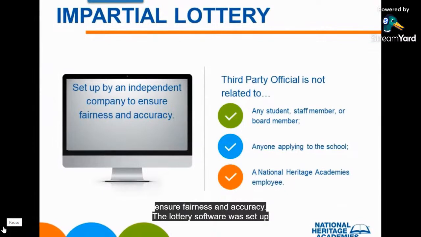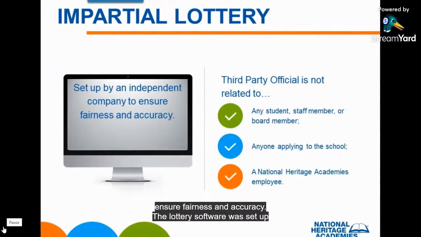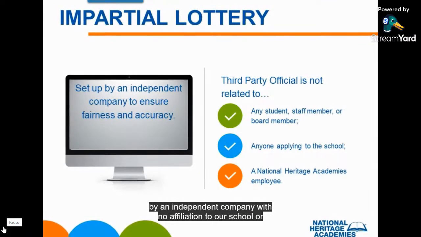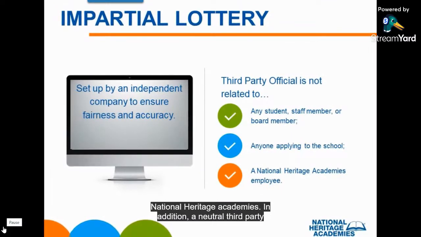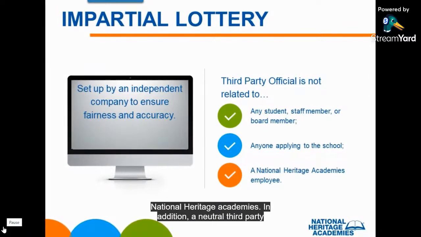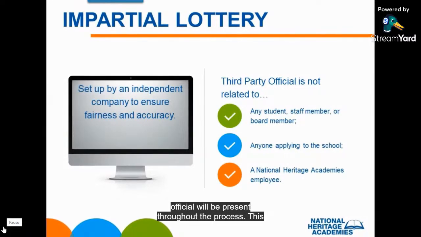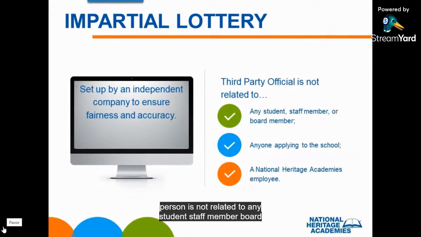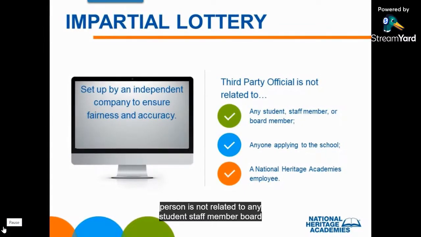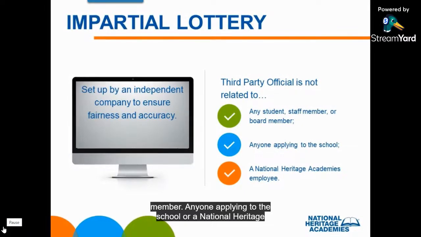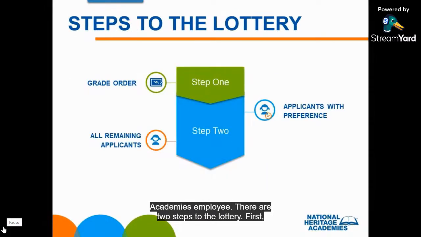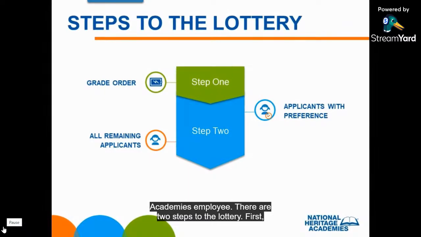To ensure fairness and accuracy, the lottery software was set up by an independent company with no affiliation to our school or National Heritage Academies. In addition, a neutral third-party official will be present throughout the process. This person is not related to any student, staff member, board member, anyone applying to the school, or a National Heritage Academies employee. There are two steps to the lottery.